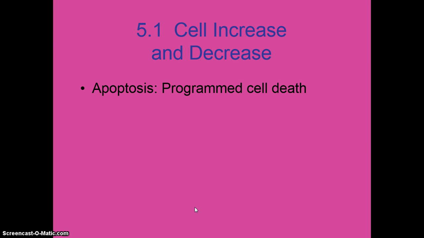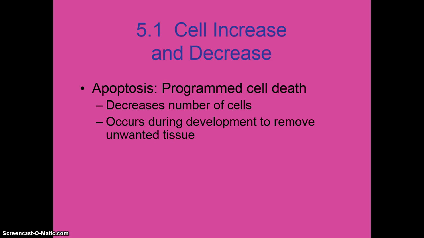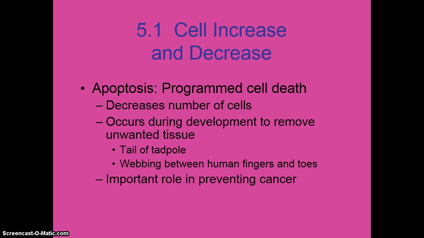We need to talk about a term called apoptosis. This is programmed cell death. This is something that your cells do to decrease the number of cells, to remove unwanted tissue during development, such as the tail of a tadpole. You know that a tadpole doesn't have a tail when it becomes a frog, so those cells in the tail will go through apoptosis and disintegrate. The webbing between your fingers and toes, and there are some people that are actually born with some webbing between fingers and toes, and that's because the lysosomes didn't completely take away the cells that should have died between the fingers and toes during formation.